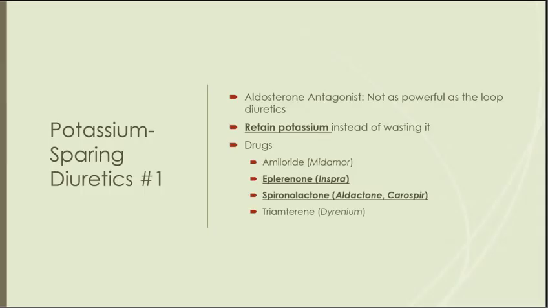So an easy way to remember, it saves salt, loses potassium. That is the function of aldosterone. So potassium sparing diuretics do the opposite. They lose sodium and water, keep the potassium.